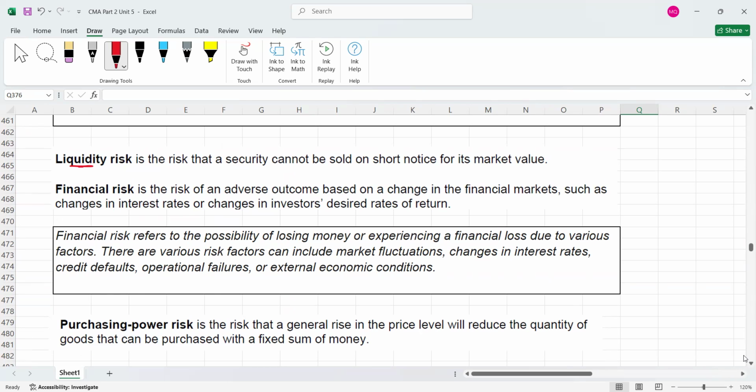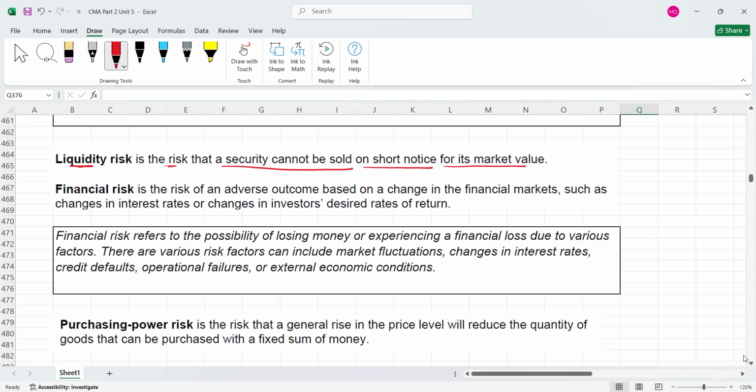Liquidity risk is the risk that the security cannot be sold on short notice for its market value. For example, let's assume I have bonds, or maybe stocks of a company which is not famous. Now I'm trying to sell those stocks or bonds, but no one is ready to buy, because that company is not famous, so people know that it may be hard for them to resell in the future, right? So now I want to sell, but people are not ready to buy.